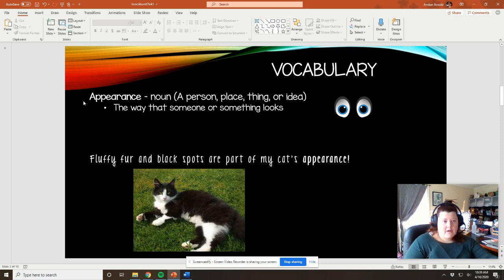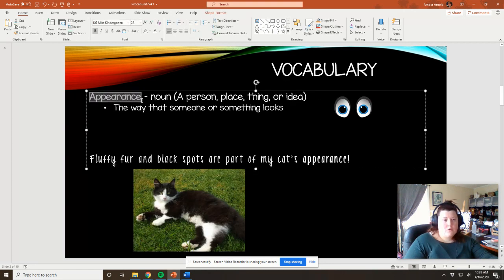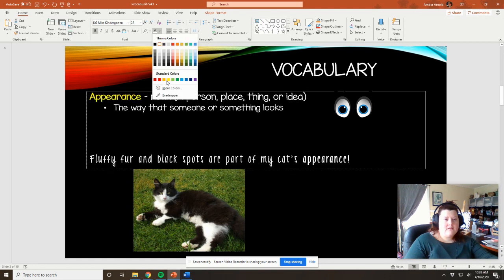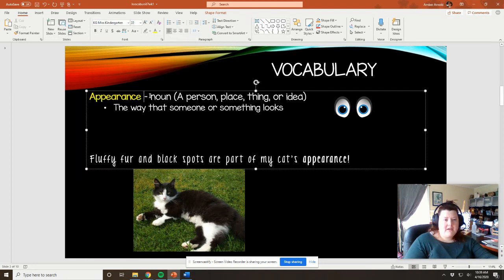Our first vocabulary word this week is the word appearance. Can you say the word appearance? Appearance is a noun. A noun is a word that means a person, place, thing, or idea. Appearance is an idea. Appearance is the way that someone or something looks. If we think about our 5 senses, appearance is something we see with our eyes.